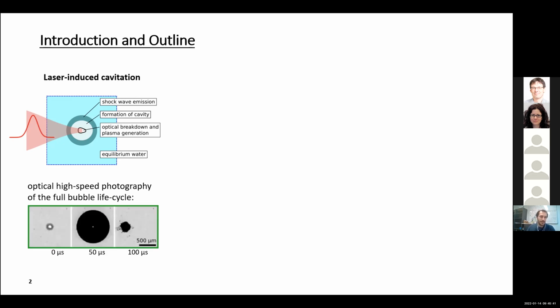And the whole process can be followed by, for example, optical high-speed photography. You see here in the first frame still the very early process, so the plasma spark is still visible. But the bubble will expand up to a maximum radius, which could be at 50 microseconds later here, and afterwards will collapse again.